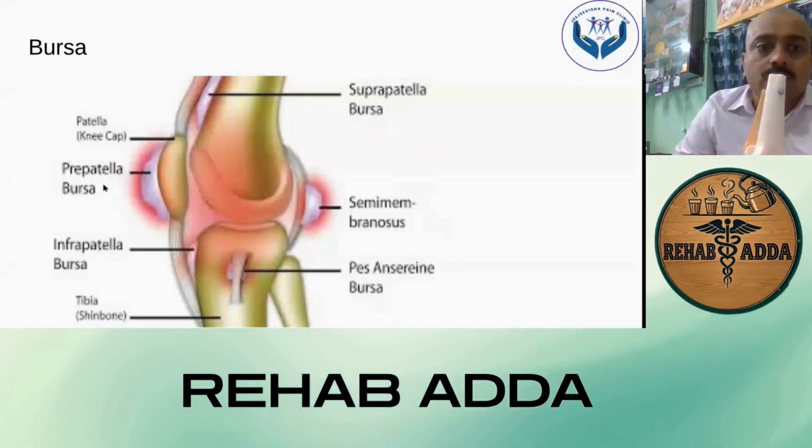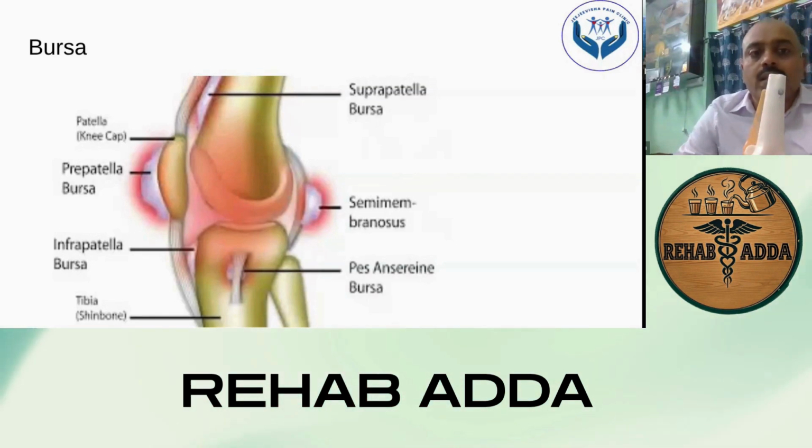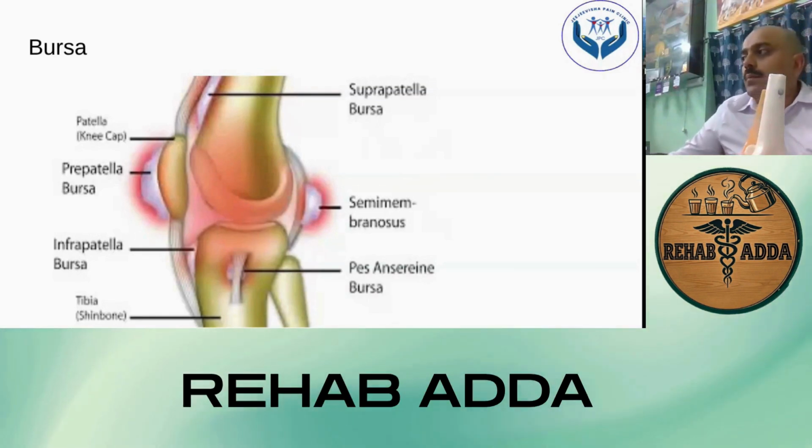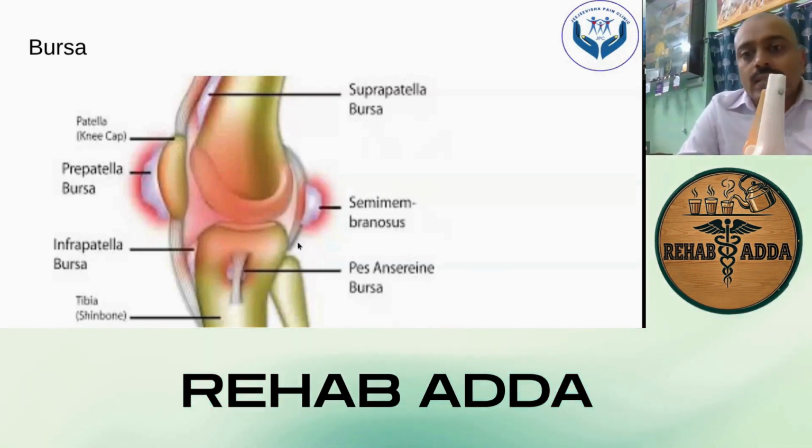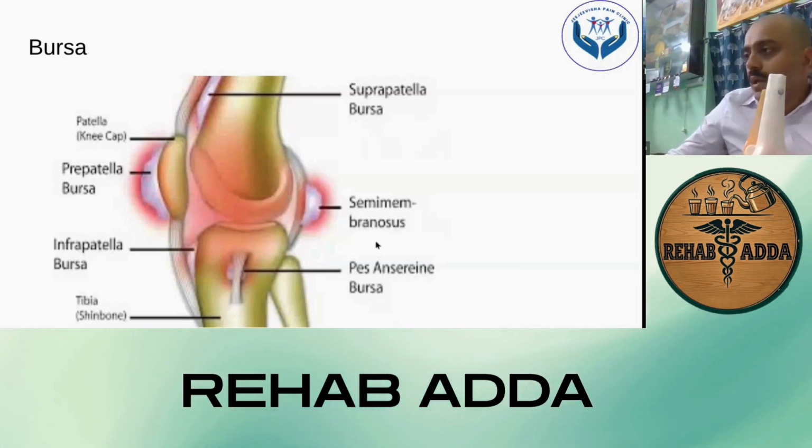And around the patella there is a pre-patellar bursa. It is between the skin and the patella, that is called the pre-patellar bursa. And then there is the semi-membranous bursa, between the semi-membranosus and the skin, around there.